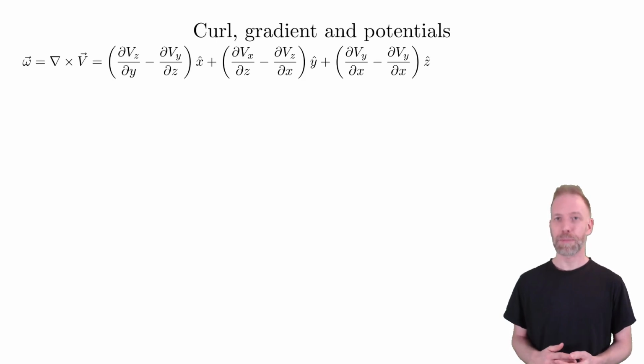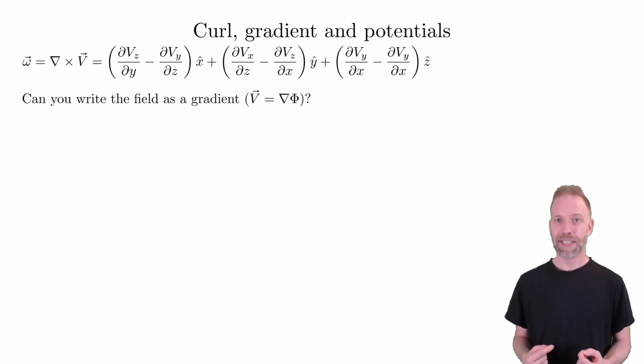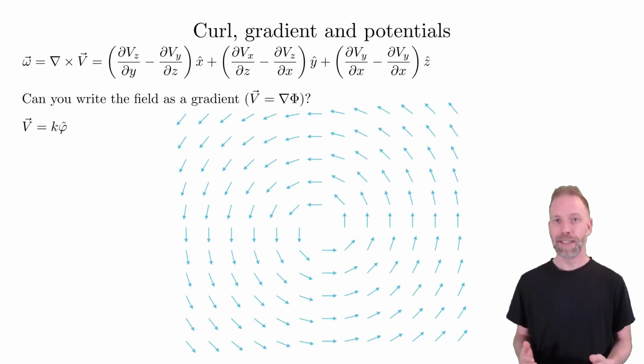Let's continue and talk about the connection between the curl and the gradient. The first question we will ask is if it's possible to write the velocity as the gradient of some function phi. Assume that we have a rotating flow v equals a constant k in a tangential direction phi hat, which is this field.